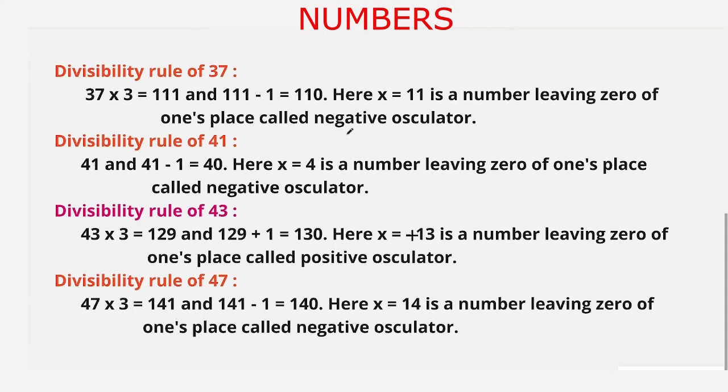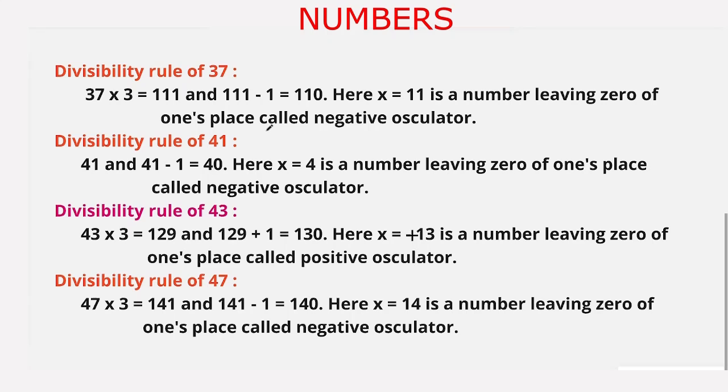Because why it is negative? Because we are subtracting 1 from 111. So it is called negative oscillator. For finding the divisibility of 37, what we have to do? We have to multiply the last digit or ones place digit by 11 and then we have to subtract from the remaining part of the number after leaving digit at ones place. That is the purpose of calling it as negative oscillator.